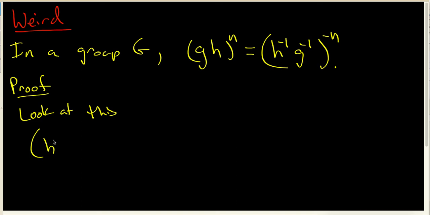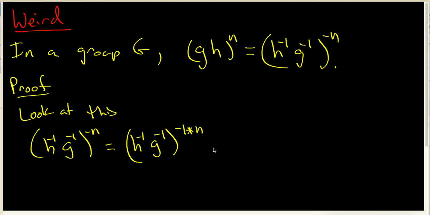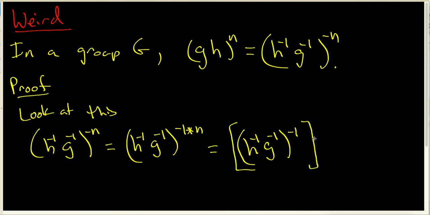So let's look at this. If I start off with h inverse times g inverse raised to the minus n, that is, by our exponent rules, h inverse times g inverse raised to the negative 1 times n, and that is nothing more than h inverse times g inverse raised to the negative 1 raised to the n. That is the previous part of Theorem 3.23. So this is part 2 of our theorem.